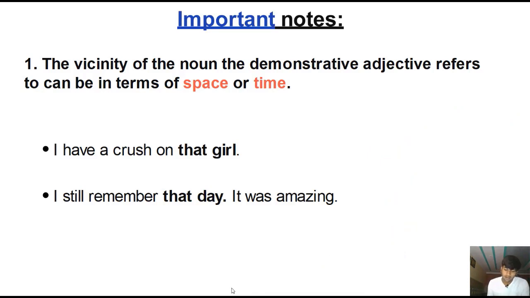Now, some important points about demonstrative adjectives. Number one, a demonstrative adjective can modify a noun and talk about its space. It can refer to the vicinity of a noun in terms of its space or in terms of its time. Generally, it modifies a noun by talking about how close that noun is in terms of space, so it has a spatial relation. But it can talk about the vicinity of the noun in terms of time as well. We have some examples.